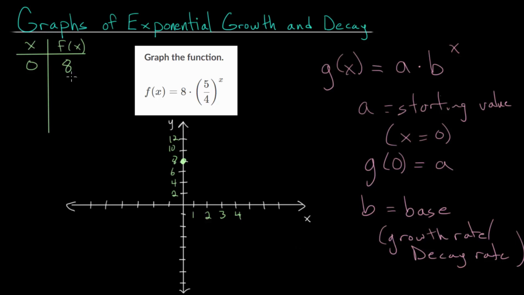Now let's plug in one more x value, though you can do a couple more if you want. And when we plug in 1, we get 8 times 5/4 to the first power. Let me rewrite that. We have 8 times the fraction 5/4. And we can simplify: 8 divided by 4 is 2, and 2 times 5 is 10. So this will go through at 1, 10.